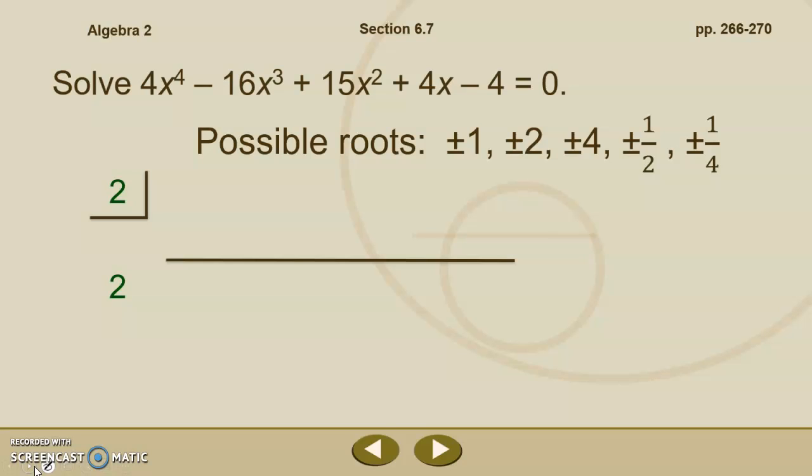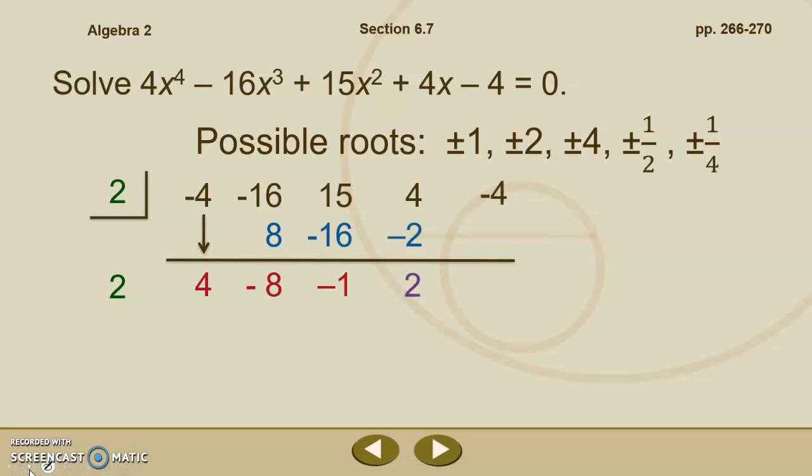So let's go ahead and divide this synthetically here with our 4, negative 16, negative 1, and 2. And when we do that, following our rules of synthetic division, we get a remainder of 0, like we said. 2 is our new constant term, negative 1 is our new x term, negative 8 is our new x squared term, and 4 is our new x cubed term. So we have our factor of 2 here, and then our first depressed polynomial.